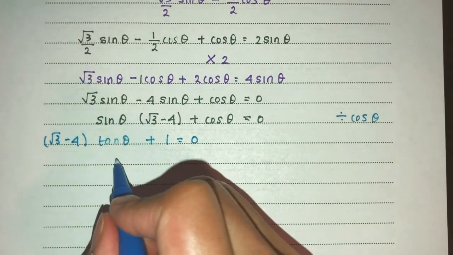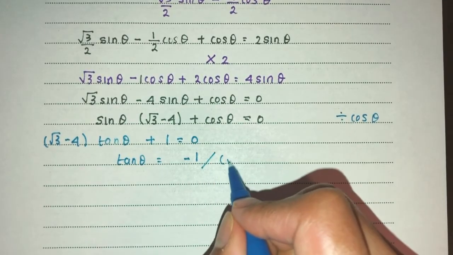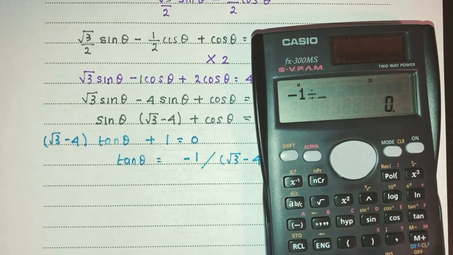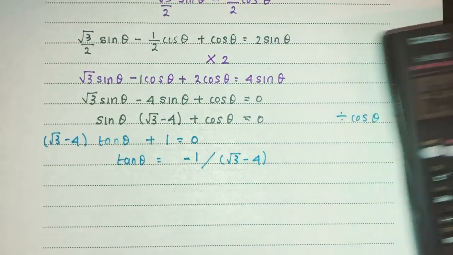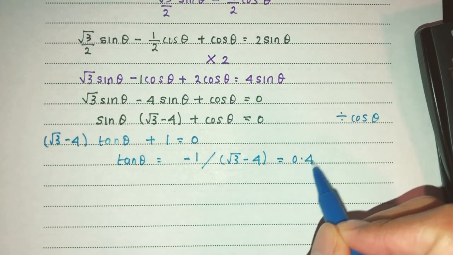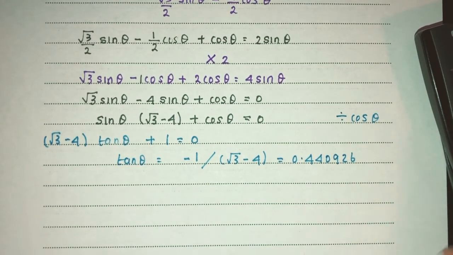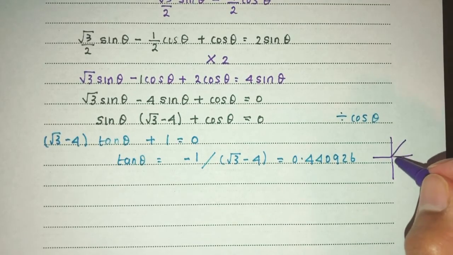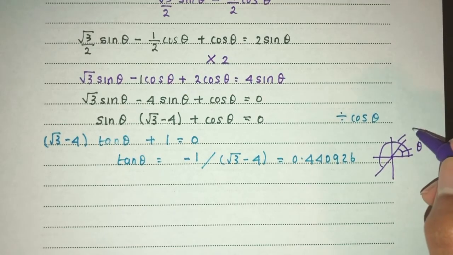Now if you simplify, tan theta is equal to minus 1 divided by (root 3 minus 4). So let's see what that value is. That will be 0.440926. This is a positive value, so if tan is positive, it will be in your first quadrant or in your third quadrant. First is just theta, and the other will be 180 plus theta.